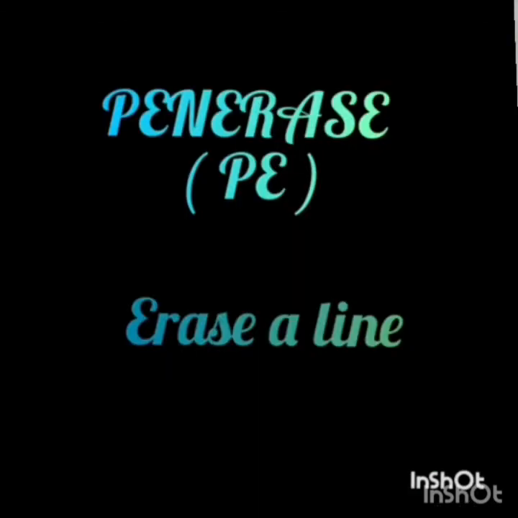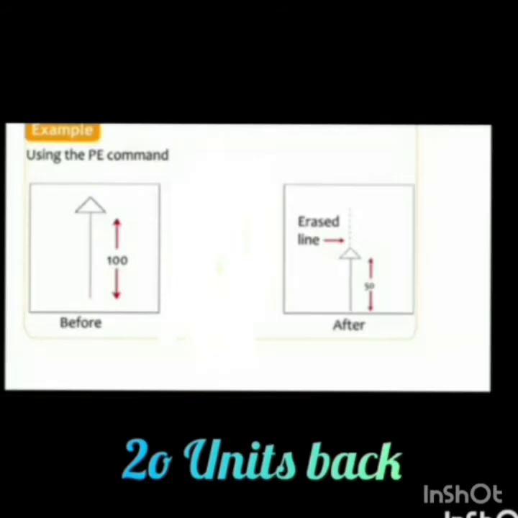Next is the Pen Erase command. Its short form is PE. This command is used to erase a line. Once the PE command is given, the FD, forward, or BK, it means back, commands will erase the lines in that direction instead of drawing. For example, FD 50, it means forward 50. After the command FD 50, we give the PE primitive followed by the BK command, PE BK 20, back 20.